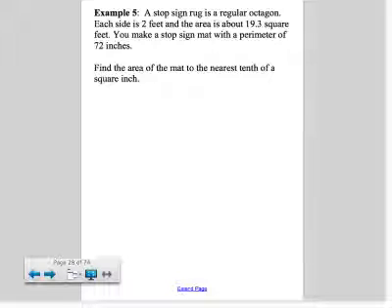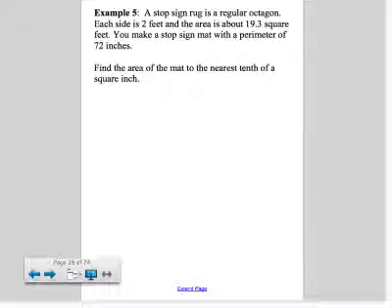So, example 5 says, a stop sign rug is a regular octagon. Each side is 2 feet, and the area is about 19.3 square feet. You make a stop sign mat with a perimeter of 72 inches. Find the area of the mat to the nearest tenth of a square inch. Okay, so we're trying to find the area. Okay, what do I know here?